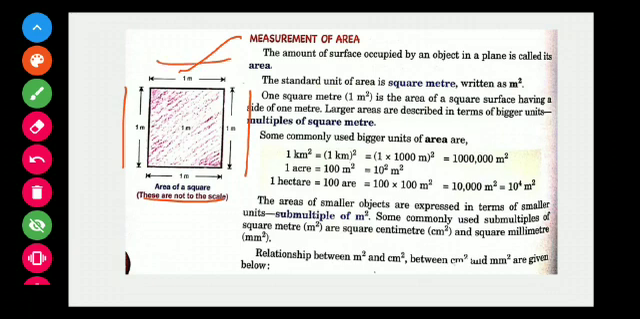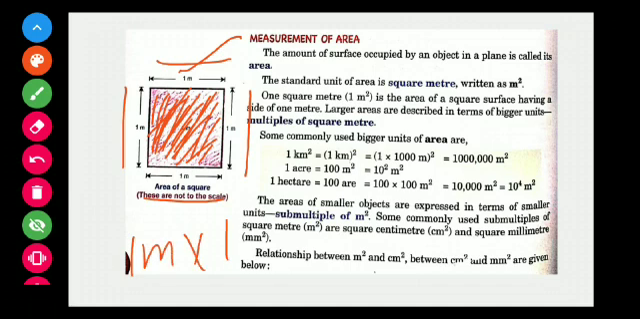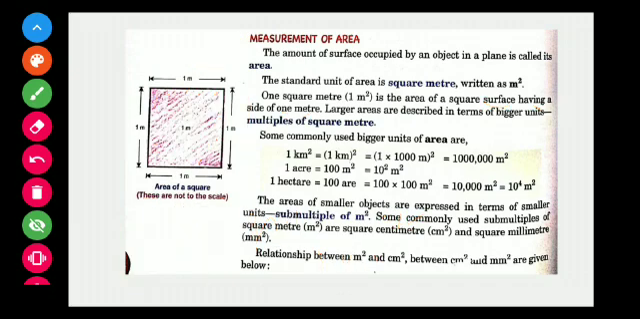So what is the area of this square? The area of a square is equal to side into side, and the side is 1 meter, that is 1 meter into 1 meter, which is 1 meter square. This is the definition of meter square. If there is a question to define 1 meter square, then a square meter, or 1 meter square, is the area of a square surface having a side of 1 meter.